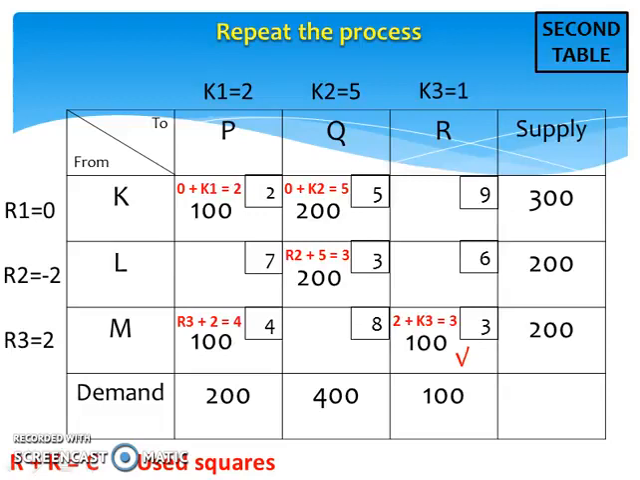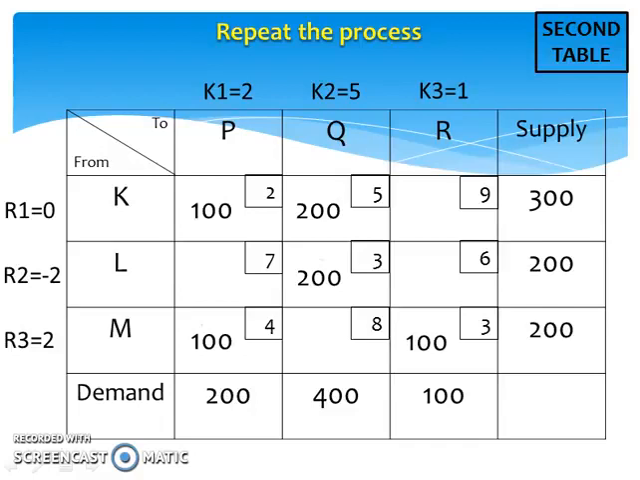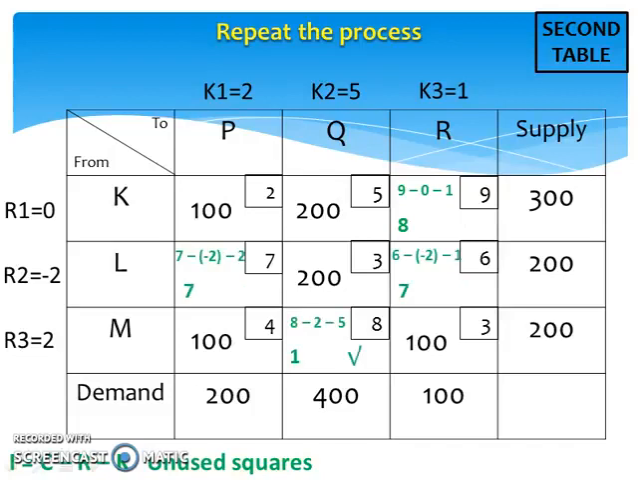And then we proceed to calculating the improvement index. And remember that the improvement index is calculated by using the formula I equals C minus R minus K, and the improvement index must be calculated for all unused squares. So these are the improvement indices for the second table. Here we can see that all improvement indices are positive, therefore it means that we have reached an optimal solution.